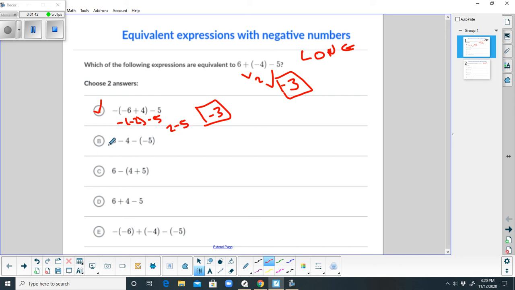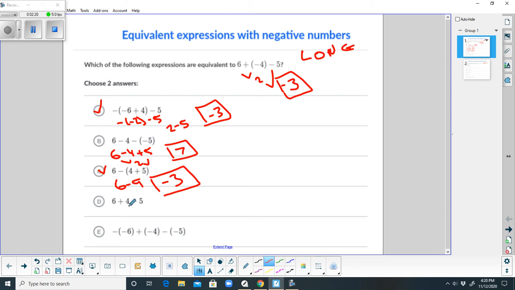All right, this one is 6 minus 4 minus negative 5, so this would be written as 6 minus 4 plus 5. If I just evaluate that left to right, 6 minus 4 is 2, and 2 plus 5 is equal to 7. So that one does not match. We want to match negative 3. This one, if I do 4 plus 5, that's 9. So 6 minus 9 is negative 3. So this one matches. So far, we have two answers that match, but let's continue just to make sure.